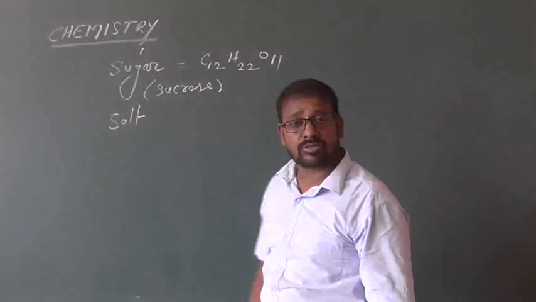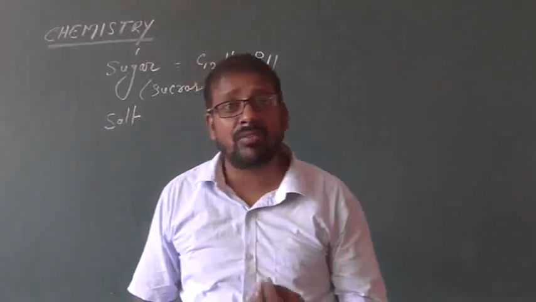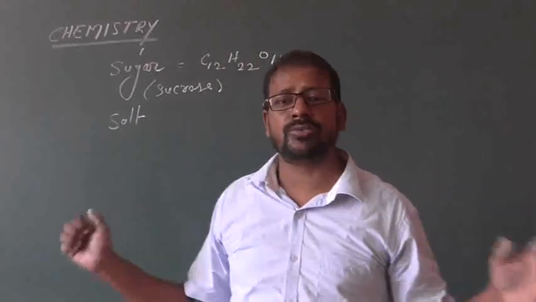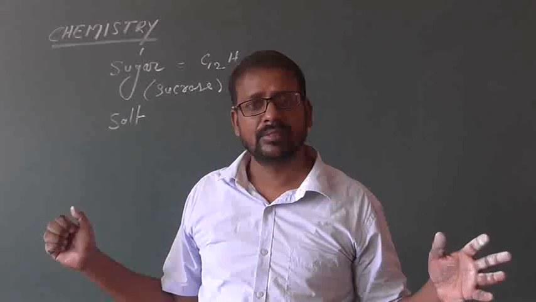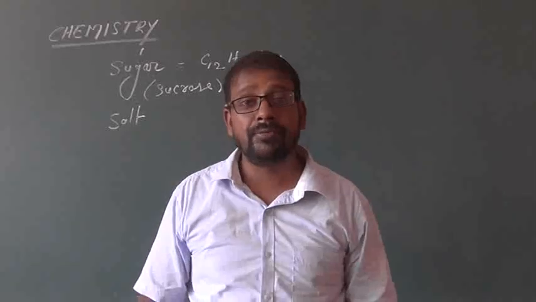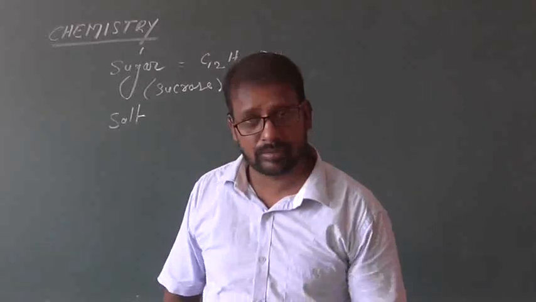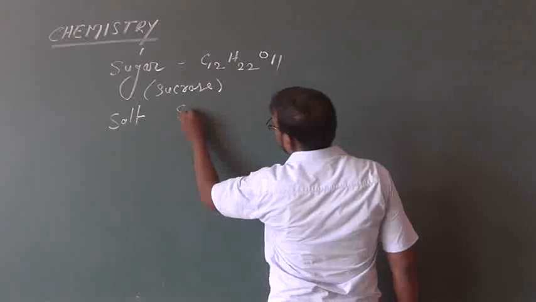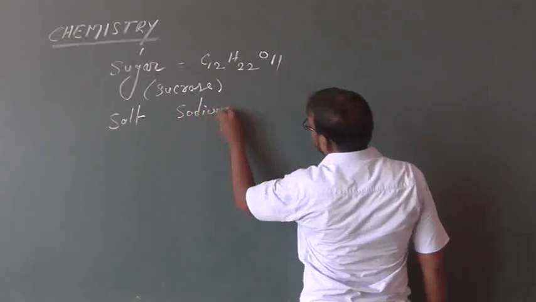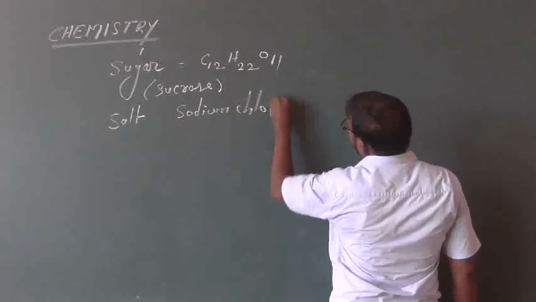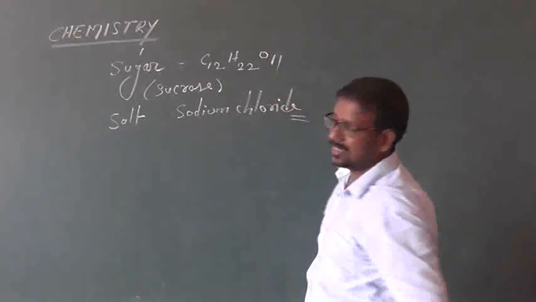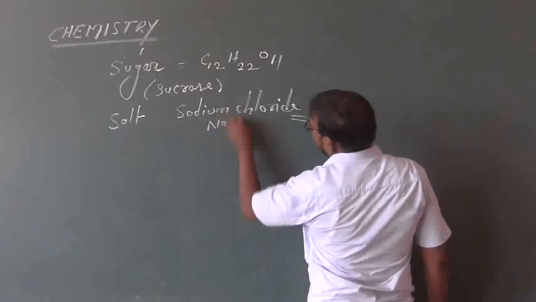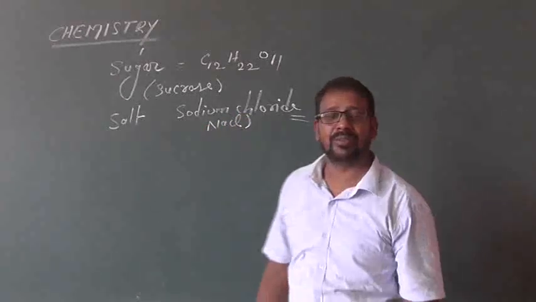Salt, I will talk about salt, which is used in our food. There are lots of varieties of salt in our environment, in the chemistry world. But when I talk about table salt, that is sodium chloride. The formula is NaCl, sodium chloride.